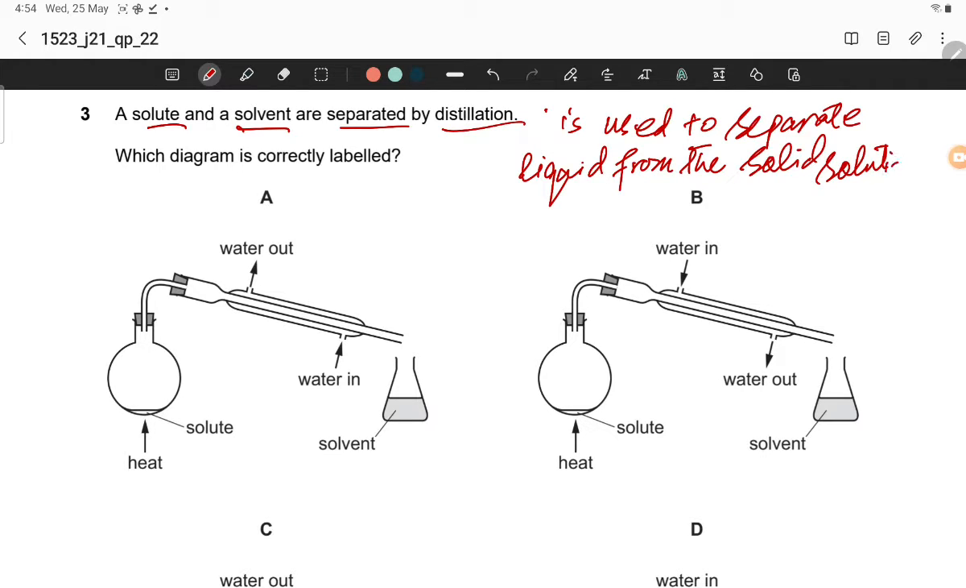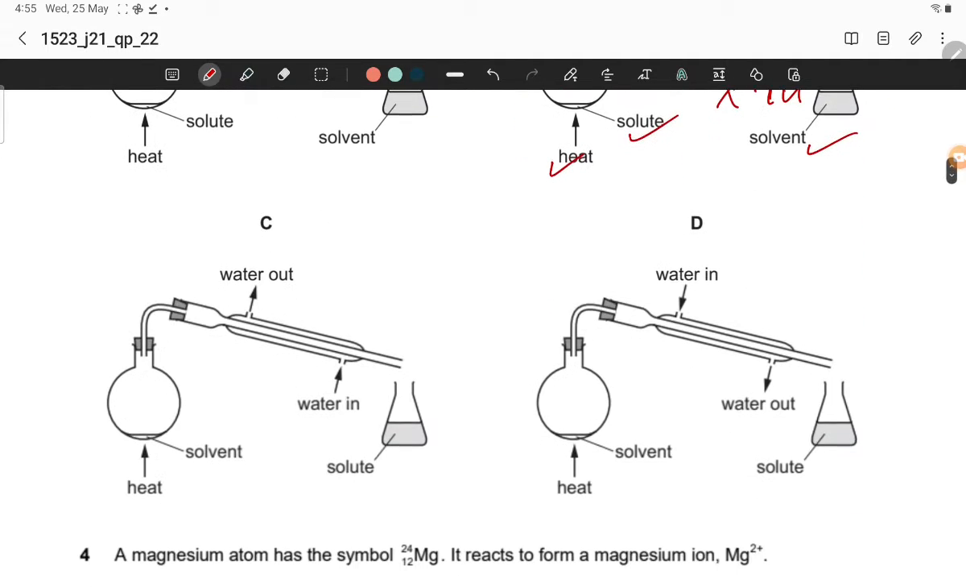Water out is always on the upper side of the condenser, closer to the flask, and water in is closer to the receiver. So A option must be correct. This is incorrect because over here is water out and over here is water in. Solvent is placed here. This is correct, this is correct, this is incorrect. This is also incorrect. So A option must be correct.